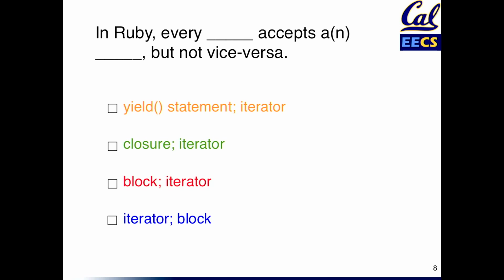So with that in mind, we can do a question. Cards out. Every blank in Ruby accepts a blank, but not vice versa. Let's see if you followed all the terminology.